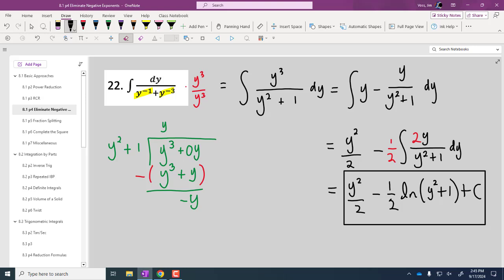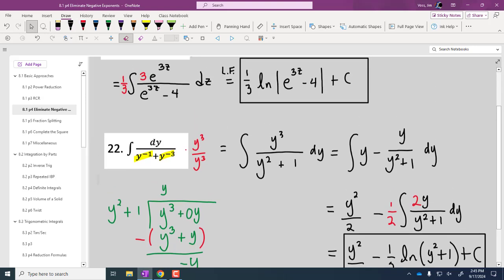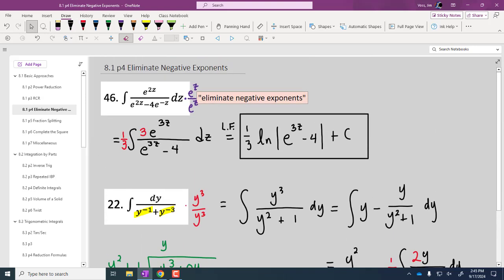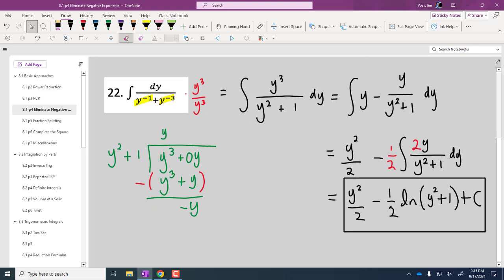Okay. So we've had a couple of techniques so far. On this slide, getting rid of negative exponents. So we got rid of negative exponents, but now we've also seen this other thing, if you have a fraction that's top heavy, do long division.